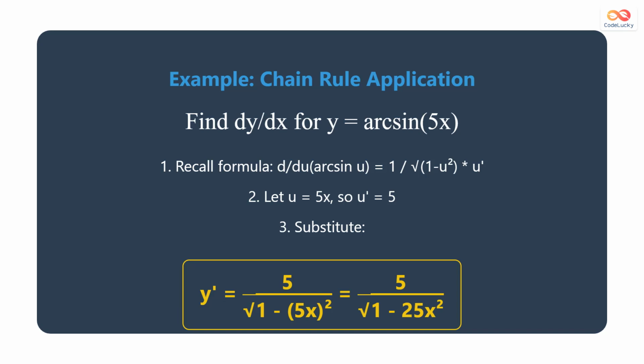Let's apply this with a chain rule example. Suppose we need to find the derivative of y equals arcsine of 5x. We treat 5x as our inner function u. We take the derivative of the outer function, which is 1 over root 1 minus u squared, and multiply it by the derivative of 5x, which is 5. Substituting back, we get 5 over the square root of 1 minus 25x squared.